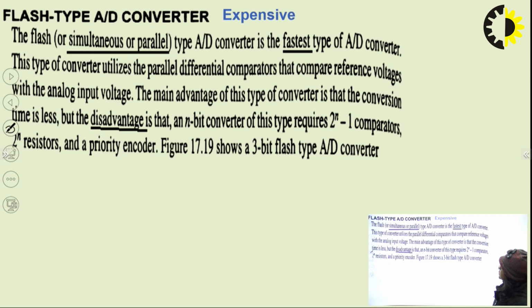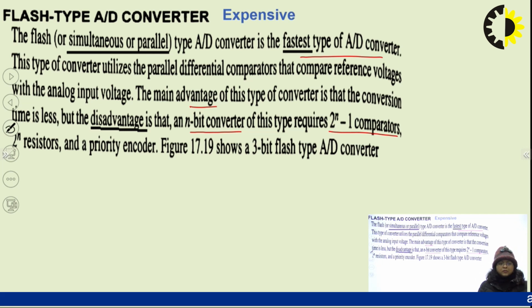Next is the flash type converter. The flash type AD converter is the fastest type of AD converter. This type of converter utilizes parallel comparators or parallel op-amps, which compare the reference voltage with the analog input voltage. The main advantage of this type of converter is that the conversion time is quite small. But there is a disadvantage also, that for an n-bit converter, it requires 2 to the power n minus 1 comparators. It also requires 2 to the power n resistors and a priority encoder.